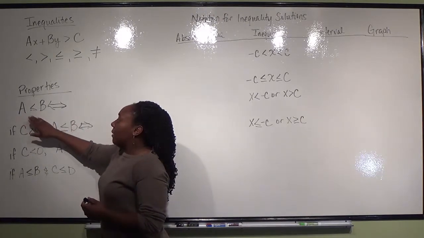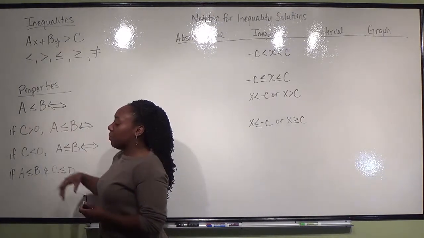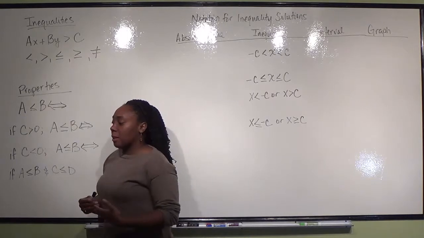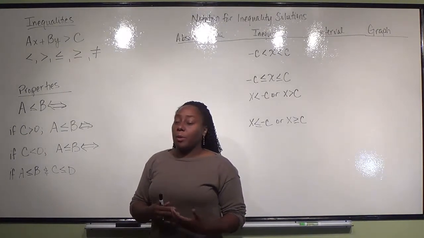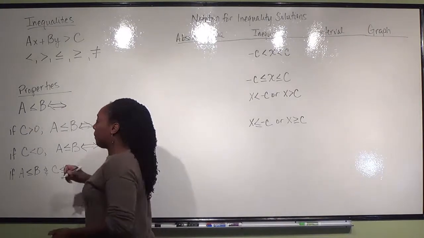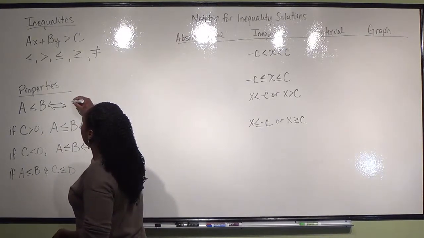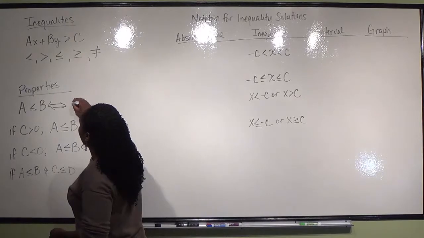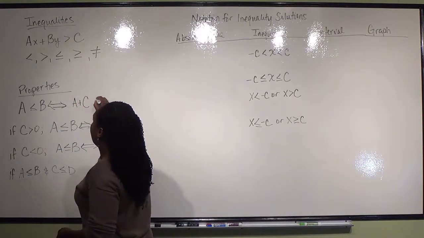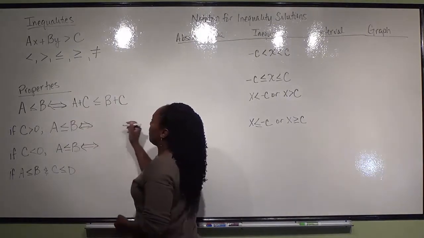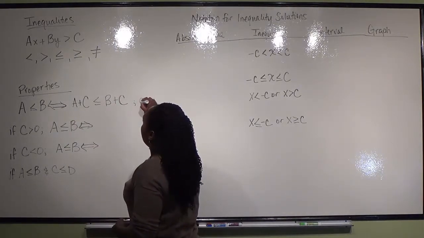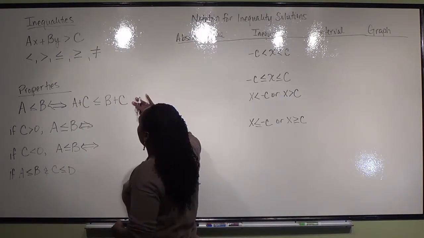If A is less than or equal to B, the first property says that our inequalities have the same properties of equality that our equations do. Meaning, if I take some real number C and add it to both sides of the equation, my inequality is preserved.